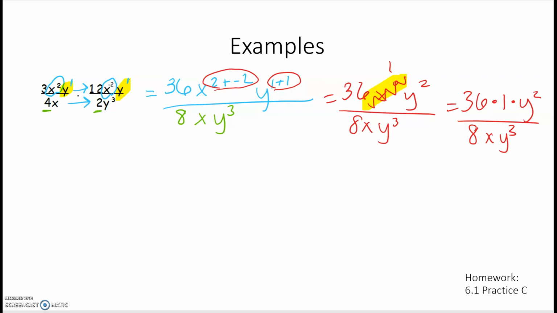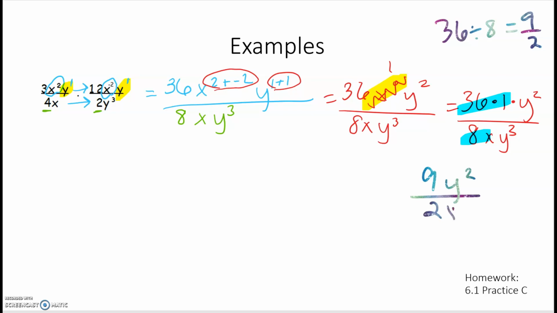Okay, so what I'm going to do next is I'm going to look and see, is there anything I can do about my numbers? Okay, so 36 divided by 8 in my calculator. I'm going to simplify as much as possible. 36 divided by 8. And remember, we want it as a fraction. So that ends up looking like 9 halves. Okay, so that's going to simplify to 9 over 2. Okay, then I still have a y squared on top and an xy cubed on bottom. Okay, so my numbers are simplified.